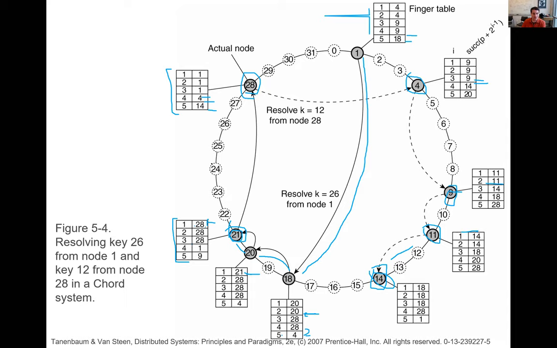Let's imagine that node 24 shows up. So now instead of being a dotted outline, it's now a solid circle. Well, what's that going to do to the finger table? The first entry, key 22, is now going to belong to 24. So that means the first one needs to change to 24. Two hops away is node 23, which also needs to point to 24. And then everything else after that is fine.